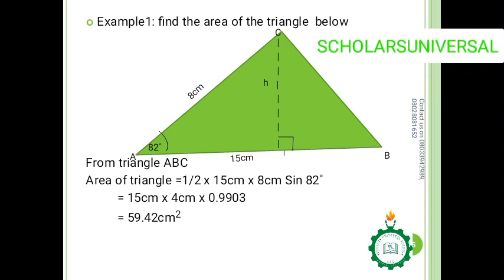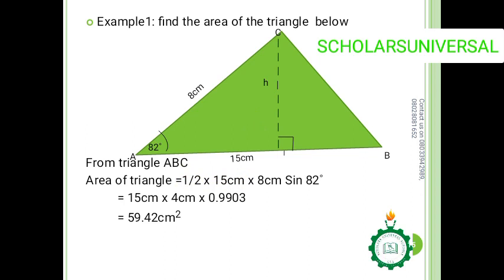Let's see one example we can use. Example 1. Find the area of the triangle below. We solved to make H the subject of the formula. Here we want to find H, but we were not even given H. In that case, instead of working from Pythagoras theorem to find the value of H, just go straight to use your formula of 1/2 times A times C sine theta.